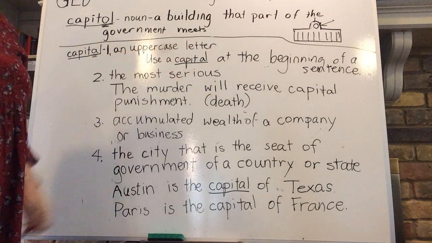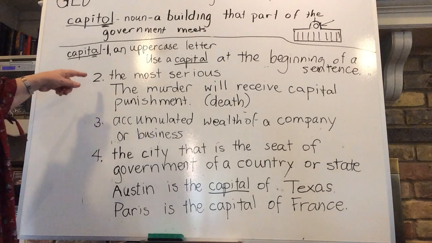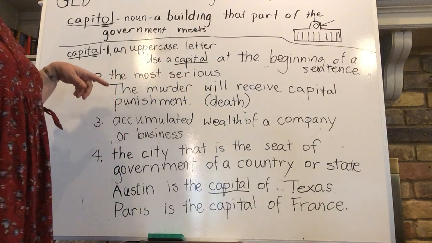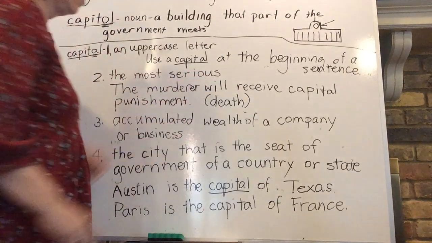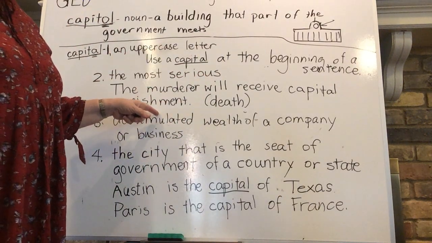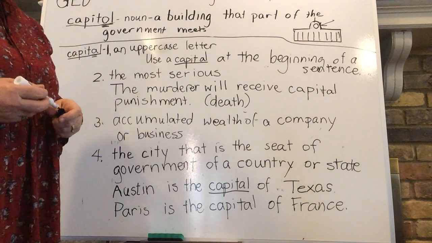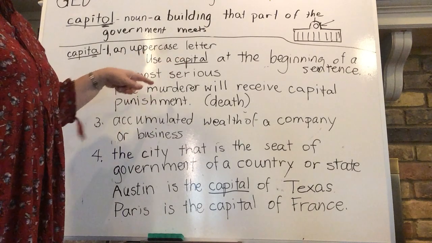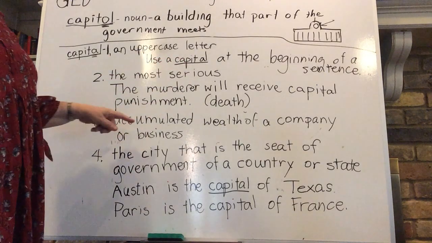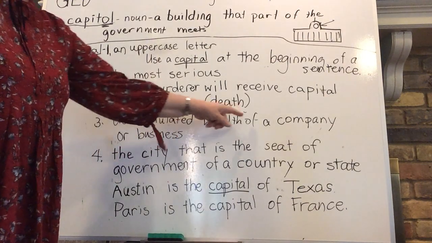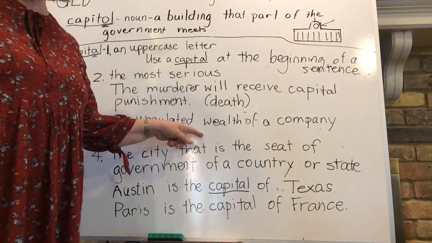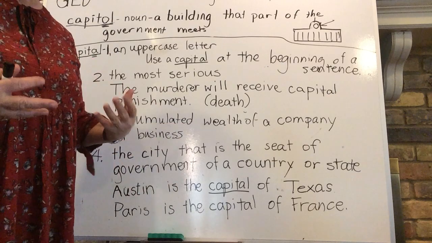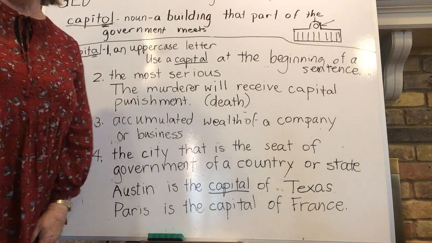Use a capital at the beginning of a sentence. We might be talking about the most serious. The murderer, the person who committed the murder, will receive capital punishment. Capital punishment is when they kill the person who committed the crime. Capital punishment, the most serious punishment. It can mean accumulated wealth or money of a company or business. Make sure your business has enough capital or enough money before you open another store.